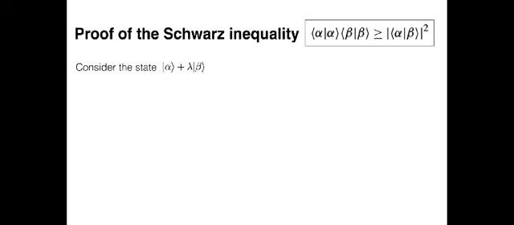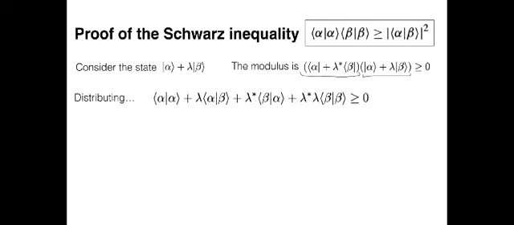So let's consider a state alpha plus lambda beta, where lambda is a complex number, and we are computing its modulus, which is simply the complex conjugate, the bra, times the ket. And of course, we know a modulus is always positive. It's always a square of amplitude. Okay. So we can distribute this term here, and we get, of course, alpha, lambda, and so on and so forth. I'm not going to write it down. I will tell it, but this is what we get.